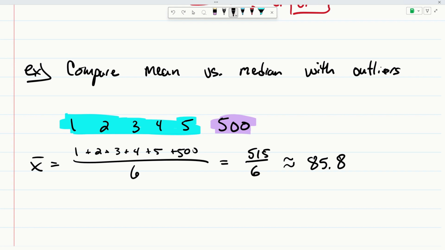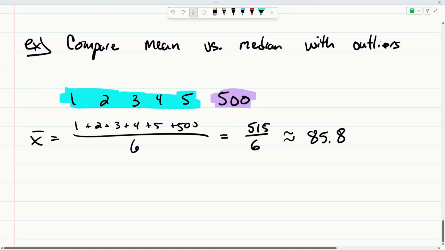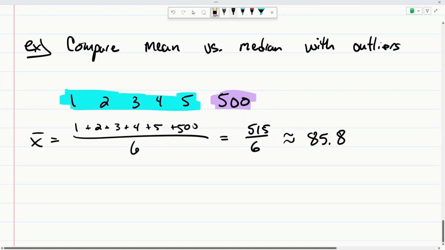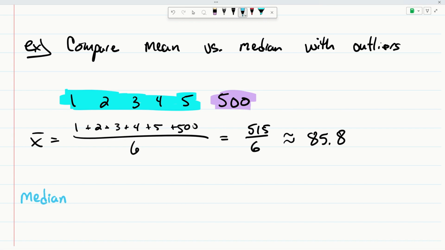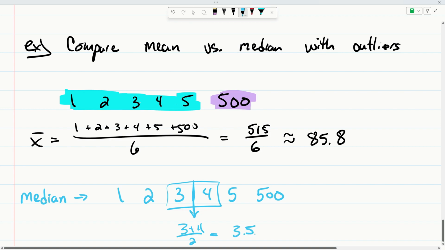Now, if I were to find the median, let me use a different color. If I were to find a median, make sure the data is sorted. Now the number physically in the middle will be right here. So I add these two, and we already found that this is 3.5. Now, ask yourself, in this scenario, is 3.5 a better representation? I would say absolutely it is.